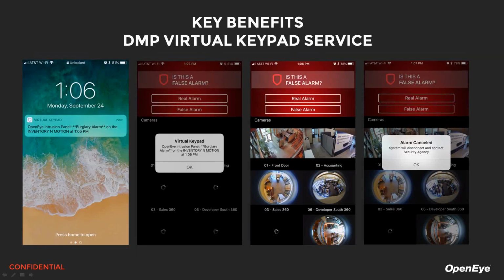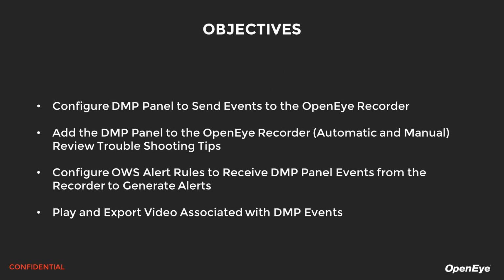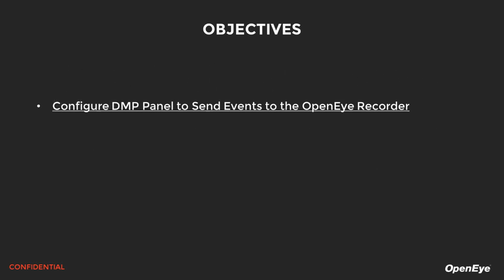A final benefit to discuss is the integration with DMP's virtual keypad service. When users subscribe to the virtual keypad service, they can review panel events, arm and disarm their systems, and view video from OpenEye cameras all through the virtual keypad mobile or thin client interface. This will enable most users to access the primary functionality from their intrusion, access control, and video systems through a single application. Now that we've discussed the key benefits of the integration, let's configure the DMP panel to send events to the OpenEye recorder.